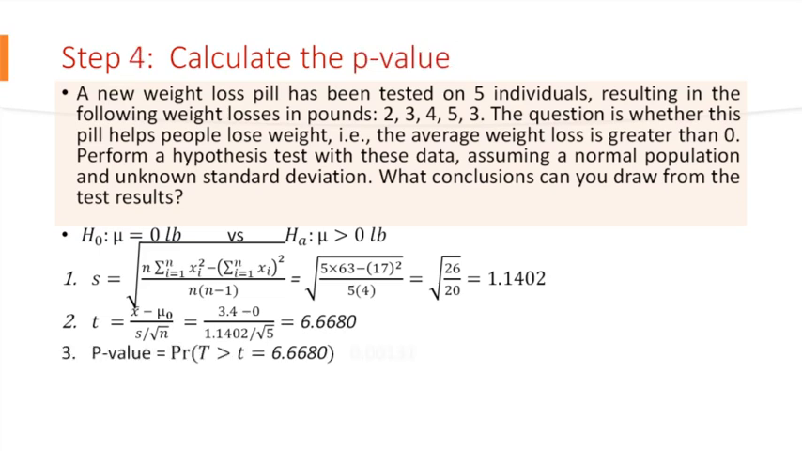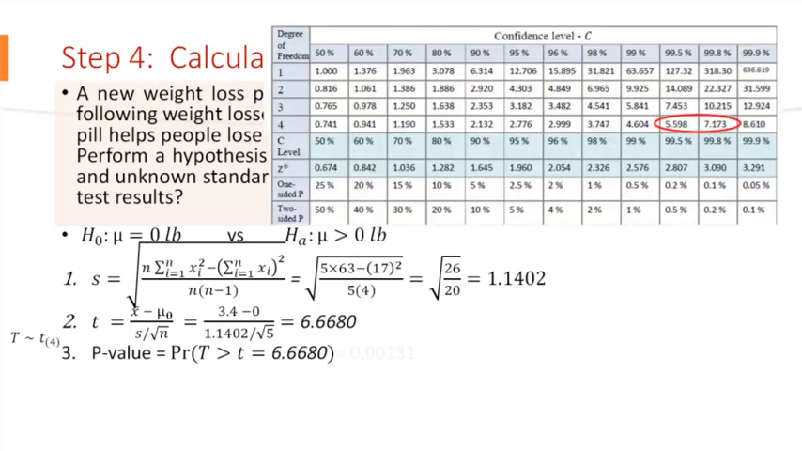As the HA is mu greater than 0 lb, the p-value is the probability that t is greater than 6.6680, where t follows the t distribution with degrees of freedom equal to 4. Check table C, row number 4. You find the t statistic is between 5.598 and 7.173. So, the one-sided p-value is between 0.2% and 0.1%. And, in fact, if you use a calculator, you have the p-value to be 0.00131. Both methods allow you to answer the question.